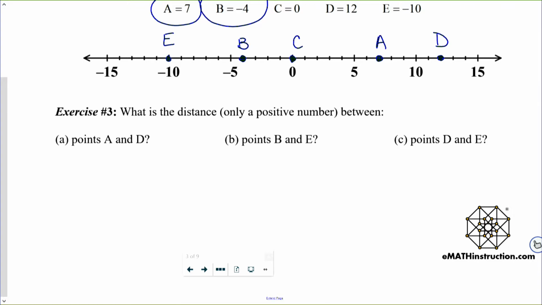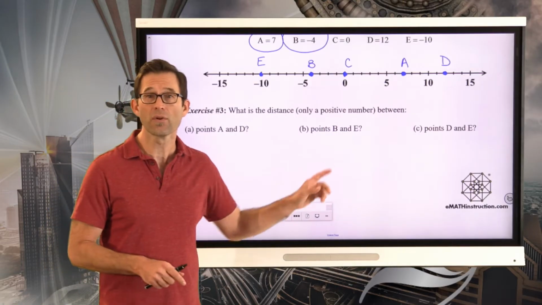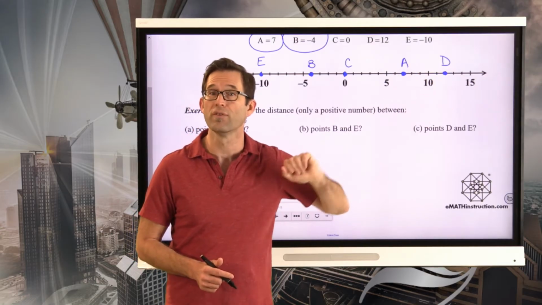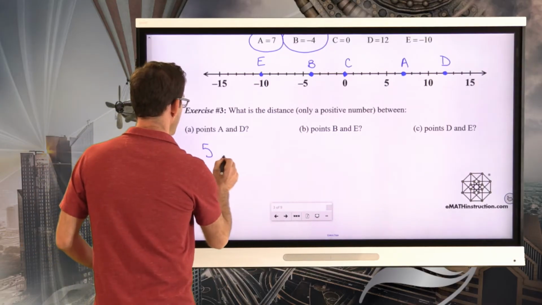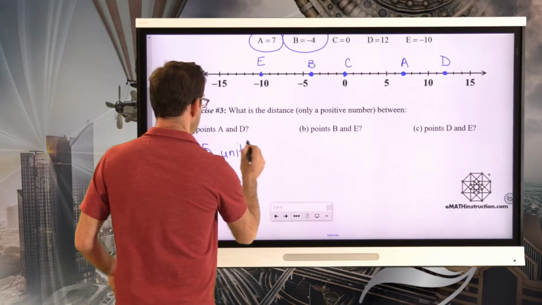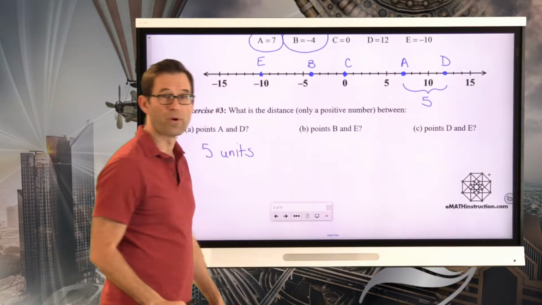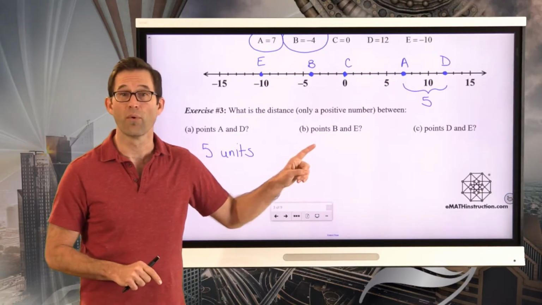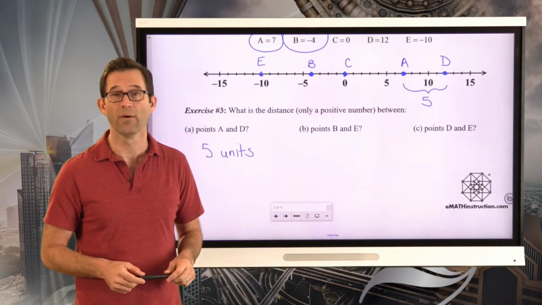What is the distance, only a positive number, between points A and D? All right, well, this is simple enough. And we could literally count, right? Between points A and D, we have 1, 2, 3, 4, 5 units. Between A and D, we have 5 units, and literally all we're getting at is that that separates them by 5 units. What I'd like you to do is try to figure out the distance between points B and E and points D and E. Go ahead and pause the video now.